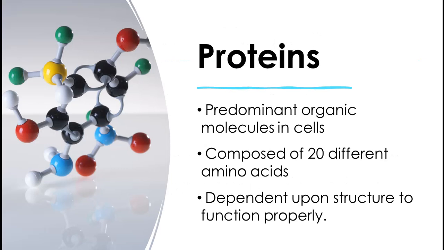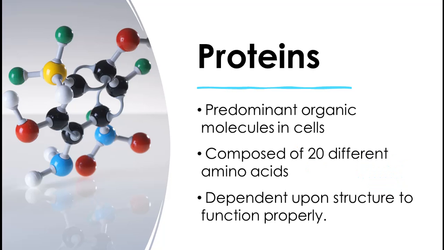But one of the things to understand about proteins is that its shape is what makes it functional. So we've got to talk a little bit about how we get the protein to its functional shape. It has building blocks, known as amino acids, and there are 20 different amino acids. How we put those together will then form that functional protein.